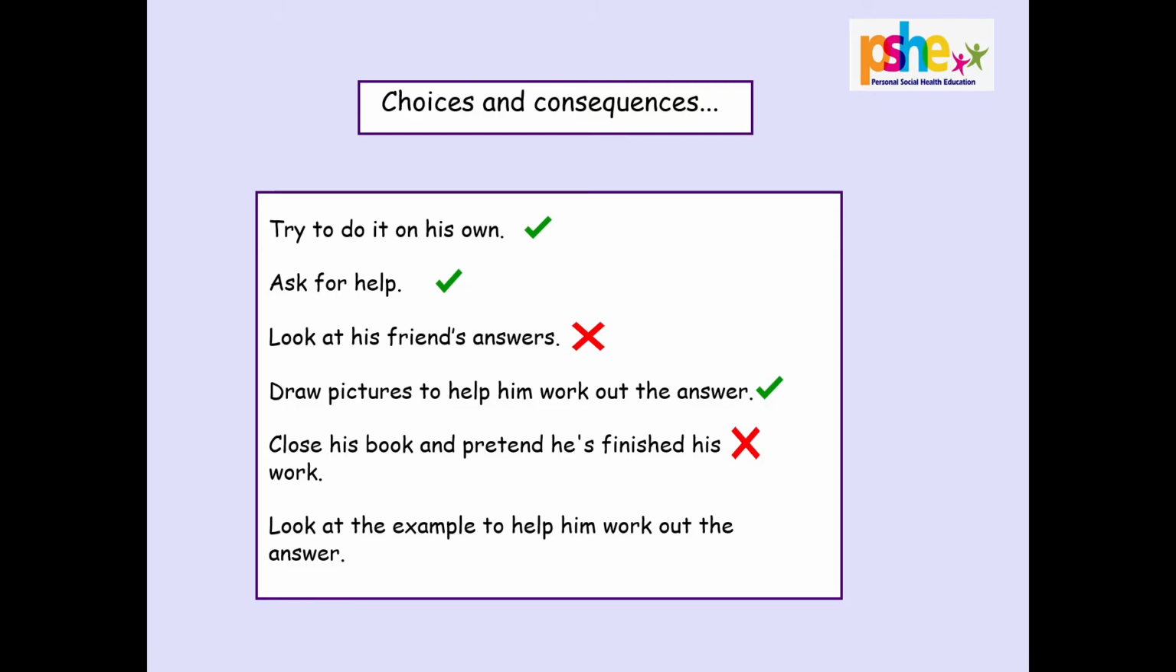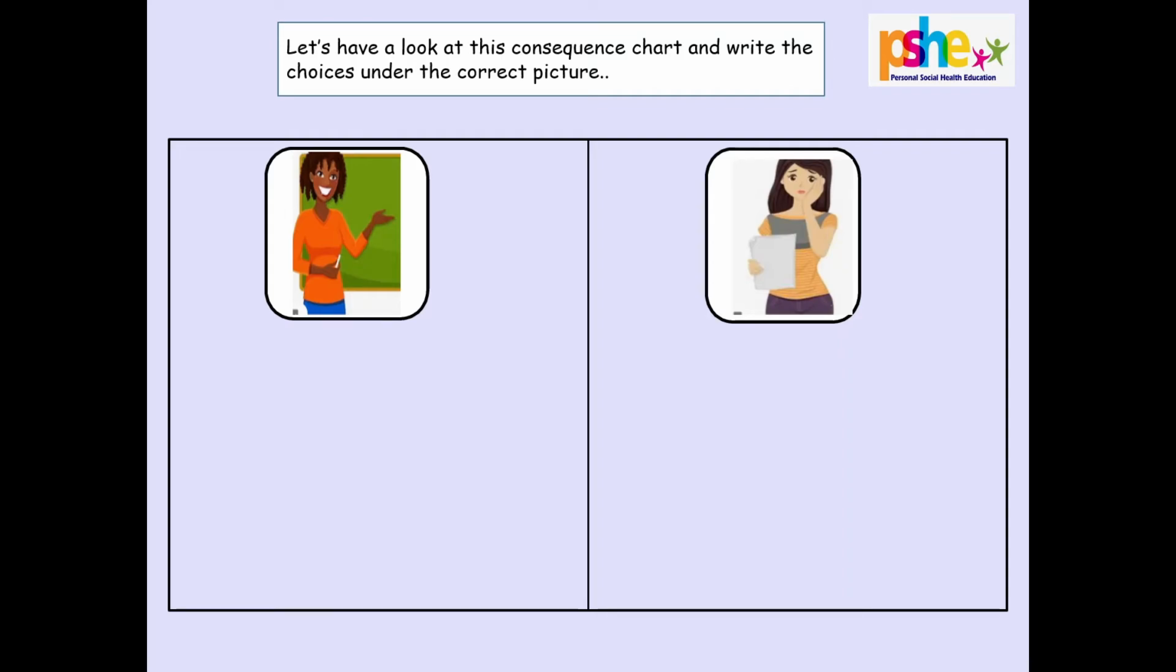The final choice that he could make, or an option for him to take, is to look at the example to help him work out the answer. That's a good choice as well, because the example always shows the steps to take to work out the answer. Now let's have a look at the consequences of each of those choices.